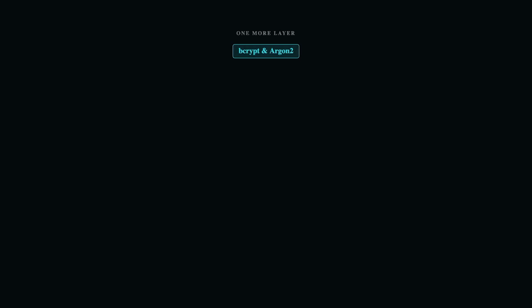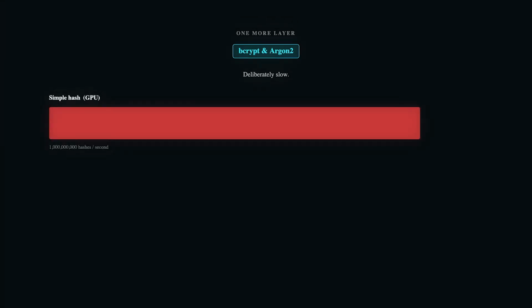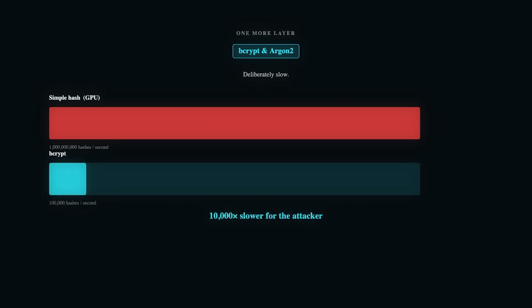Modern systems go one step further with algorithms like bcrypt and Argon2. They're deliberately slow. A GPU can compute 1 billion simple hashes per second. Bcrypt might allow 100,000. For you logging in, the difference is imperceptible. For an attacker working through millions of accounts, it's the difference between hours and centuries.